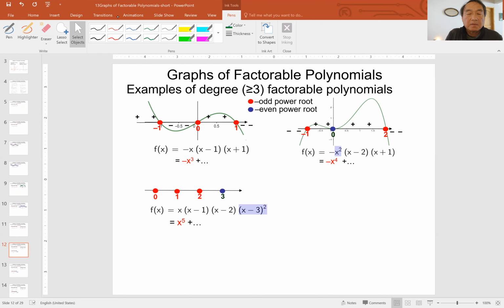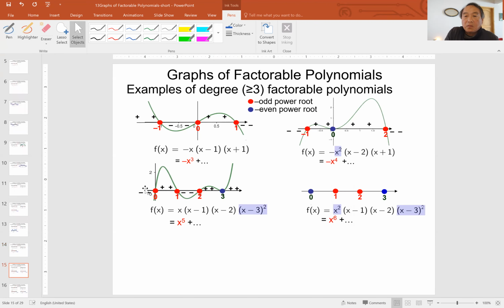And here's the third equation. We have three roots and we have one even power root. And here is the sign chart. Now we can visually trace this. This starts from here, must bounce back, and now at the odd root, it crosses and goes back down.